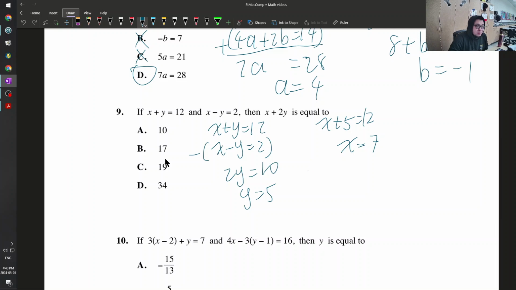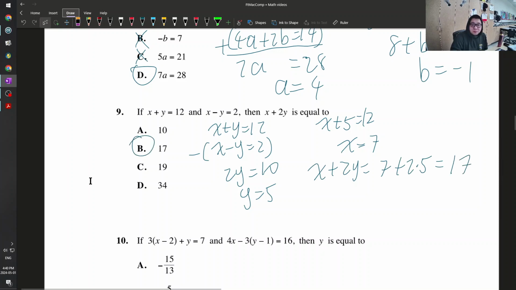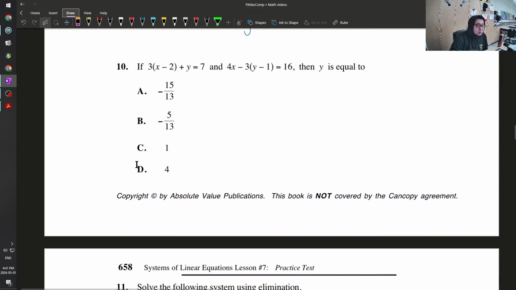Okay, then what is x plus 2y? 7 plus 2 times 5, which is equal to 17. 9 is B. 10. If this is equal to 7 and this is equal to 16, what is y? Okay, let's solve for it. So let's expand everything. 3x minus 6 plus y is equal to 7. And what is the other one? 4x minus 3y plus 1 is equal to 16.